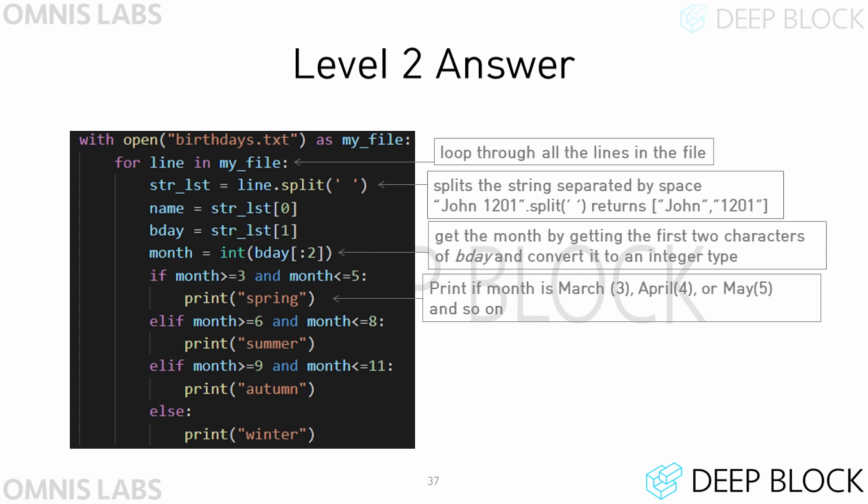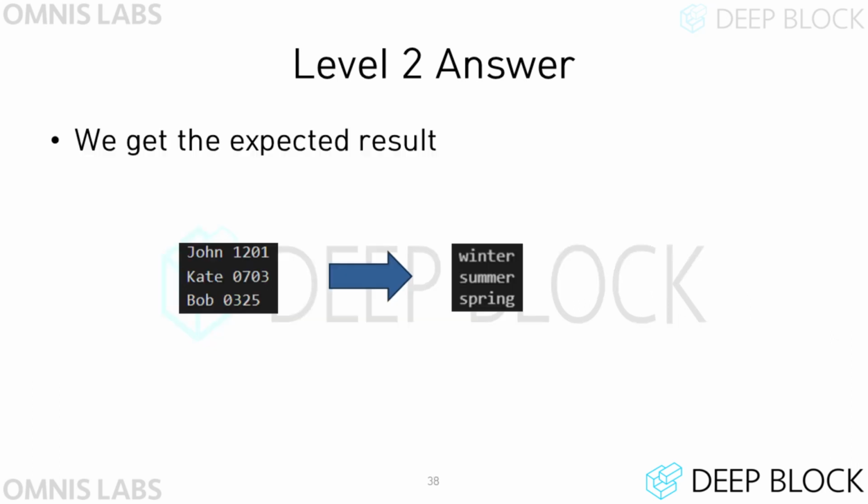If the person was born between March and May, the string spring is printed. If the person was born between June and August, the string summer is printed. If the person was born between September and November, the string autumn is printed. In other cases, it is between December and February, so winter is printed. If you run the program, you can check that the program runs as expected.